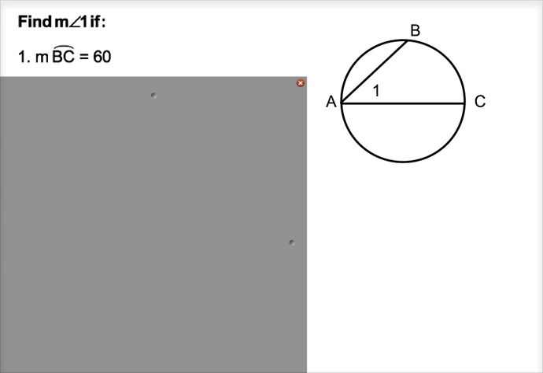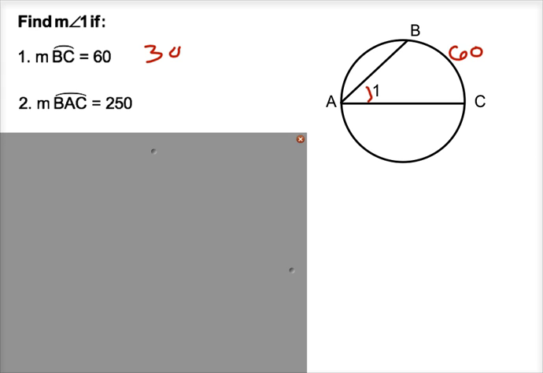Find the measure of angle 1. For number 1, the measure of arc BC is 60. If arc BC is 60, angle 1 is going to be half that size, so angle 1 is 30. Number 2. How big is angle 1 if I know that arc BAC is 250? If all of this coming around is 250, and a complete circle is 360, that must mean that BC is 110. Now I know that angle 1 is half of 110, which is going to be 55.